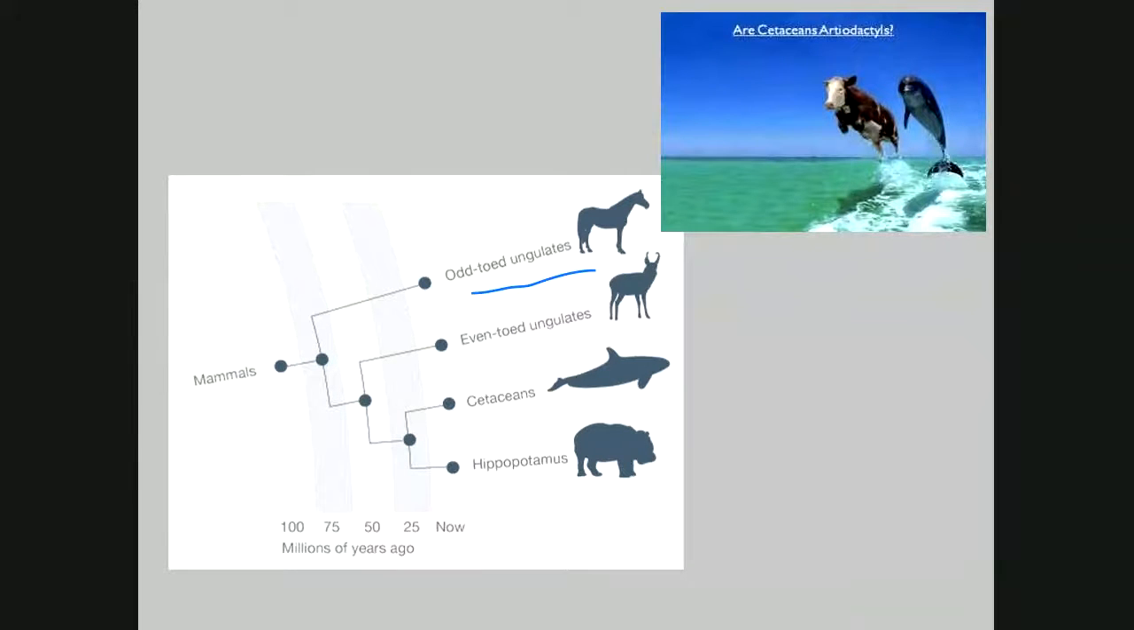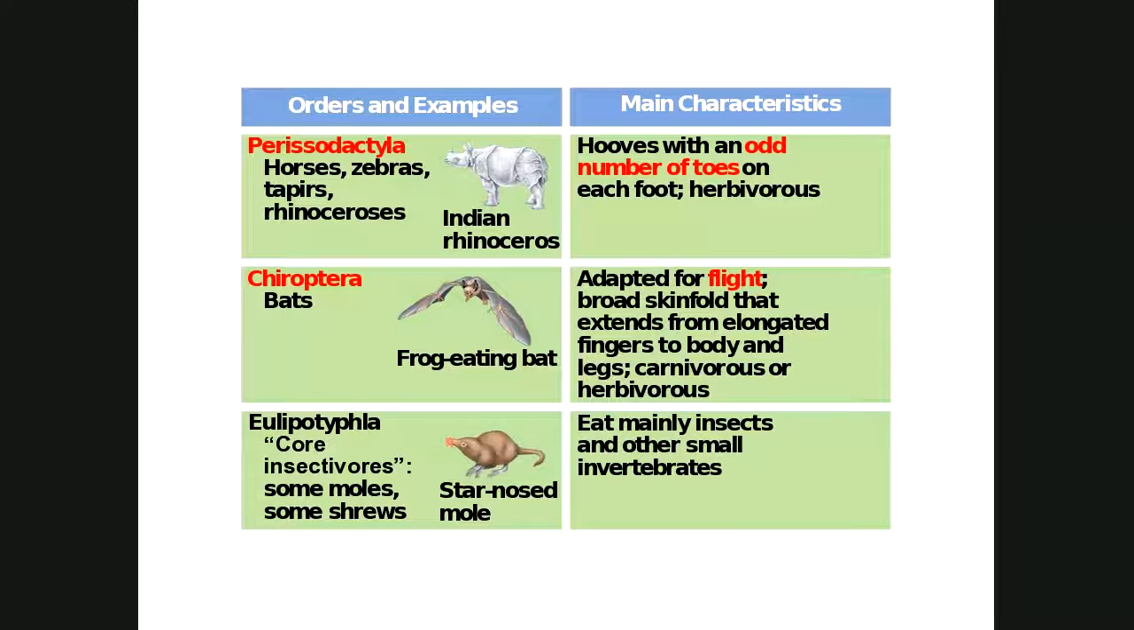So cetaceans are actually more closely related to the hippopotamus than anything else. But among the big groups of mammals, it is the even-toed. So cows and dolphins are kind of related. Dolphins are probably better swimmers. So the artiodactyls are the even-toed. The perissodactyls are the odd-toed organisms. So again, that's going to be things like the horses, the zebras, and the rhinoceros.